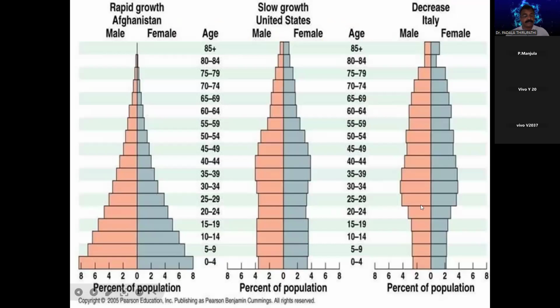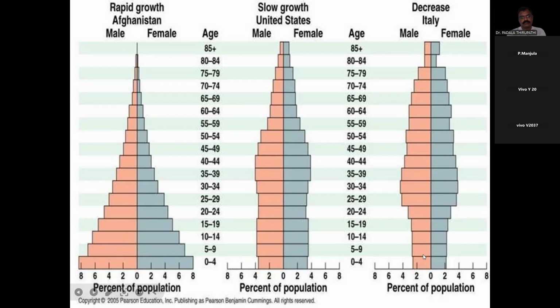So for example, here these three diagrams are given. For example, in Afghanistan, the pyramid is upright. In another country, the United States, the pyramid is somewhat bell shaped. Here the base is low and the top is also low, but the reproductive age is more. Like this. And we can observe a decreasing pyramid structure in Italy.